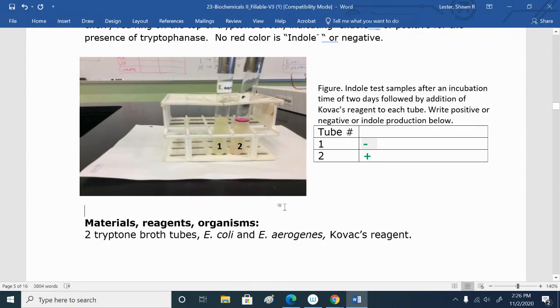Now, we normally only test 2 bacteria, E. coli and Enterobacter aerogenes. And those are 2 very common gram-negative rods for the IMVIC test. And so it's easy to differentiate them based on these 4 different tests. But we're just going to stop here with the indole test for right now.